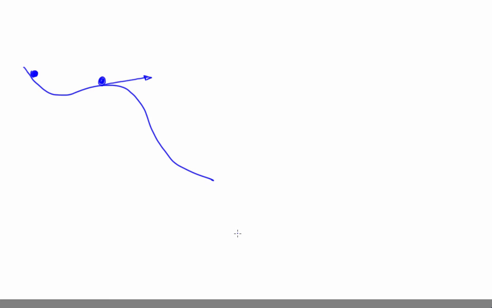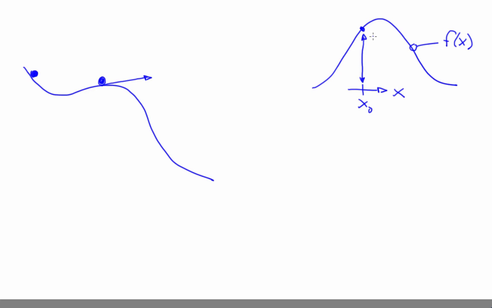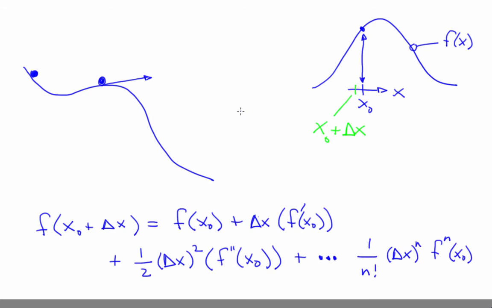A Taylor series lets you approximate what a function looks like near a known point. Let's say we have some function f of x, and we know its height at some value, x0. And we want to know its height a little bit over to the left or a little bit over to the right, delta x away. Taylor series lets us approximate the height of the function at that value. Here's the formula. For the nth term, the pattern looks like this. And forward Euler is essentially the first two terms in that series.